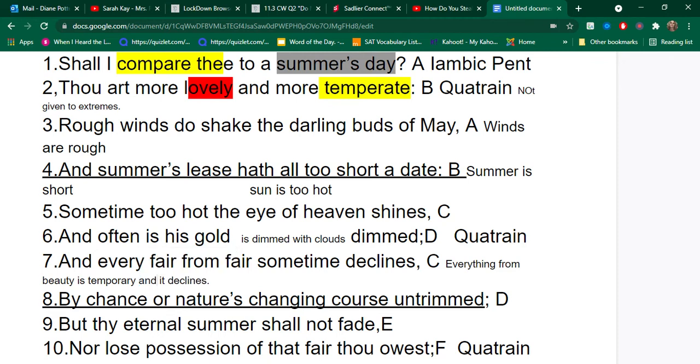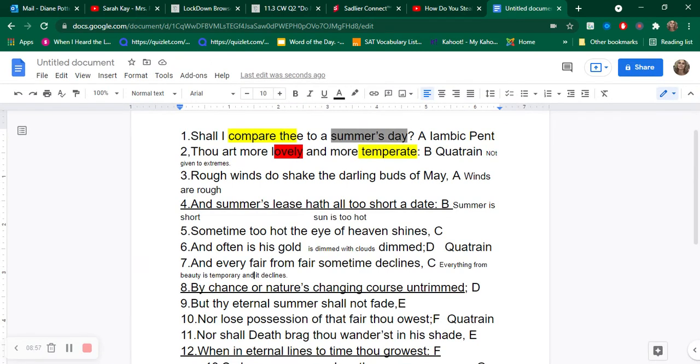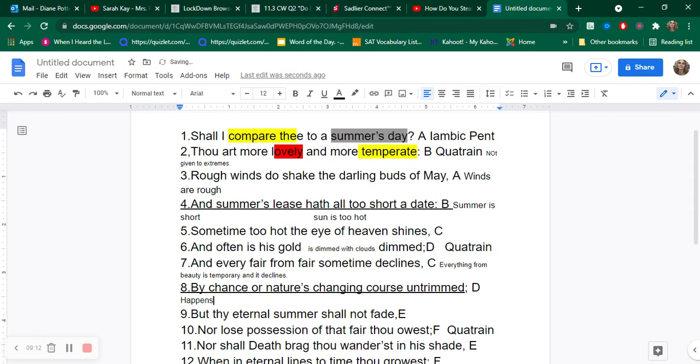And okay. By chance or nature's course untrimmed. So this is saying here is from time. Either it's from time or it's by chance. It just happens naturally from time. So the nature's course untrimmed. The trimmed trees becomes decorated. This is untrimmed. It's undecorated.